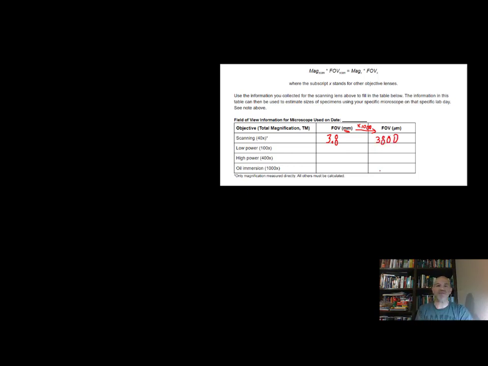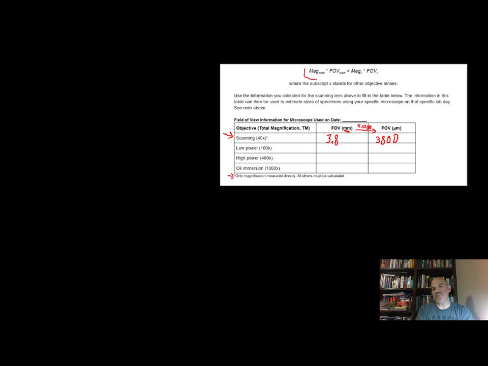It's just a smaller unit. It's the same distance. Okay. So all you have to do is figure out millimeters, and then you can convert to micrometers by multiplying by 1,000. So that's something to remember. Now, this scanning lens is the only one you can measure in practice. So there's a little star there and a little note down here that says it's the only one you measure. The rest have to be calculated.